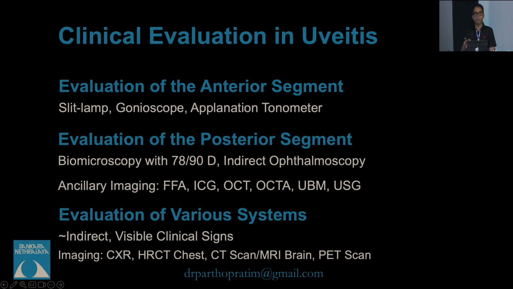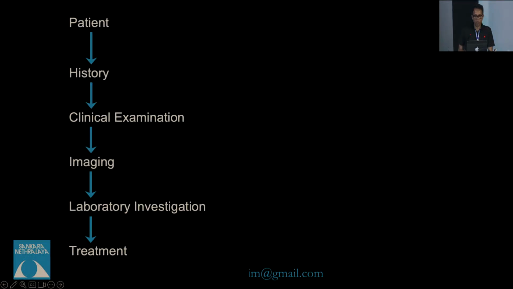And then broadly, because we are ophthalmologists, we try to evaluate the various systems, and here we take the help of history. We take various kinds of history and see whether other systems are involved or not. Now, when we read our textbook, we have a conception that the patient comes to us, we take a history, then start the clinical examination, then go to imaging, then we order laboratory investigations, and finally we advise the patient treatment.